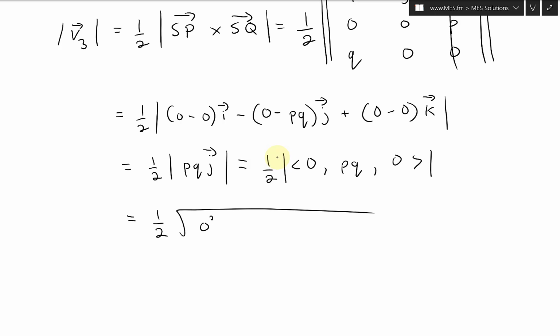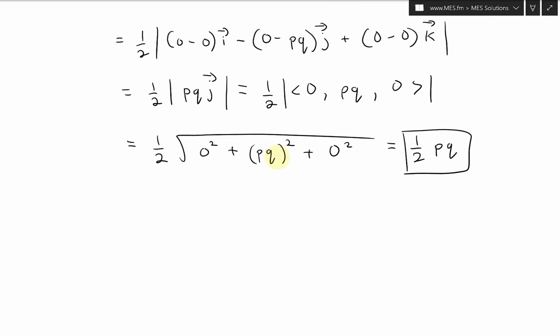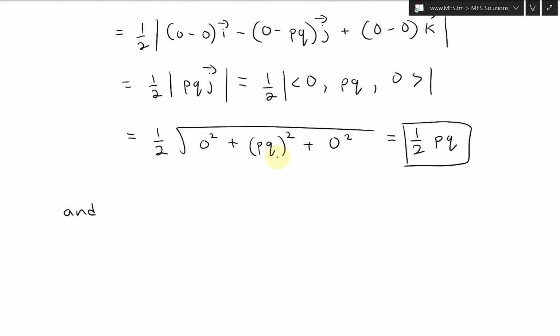This is going to be 0 squared plus PQ squared plus 0 squared. So the absolute value of the length is going to be, yeah, then this all cancels. We're just left with 1/2 PQ. So that's the length. And to get the direction, we know it's opposite of the face.